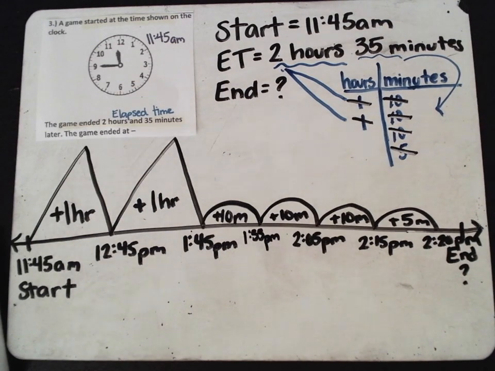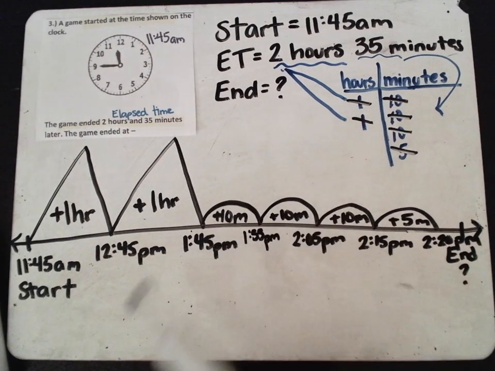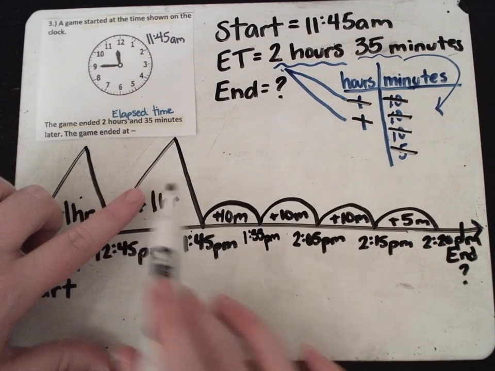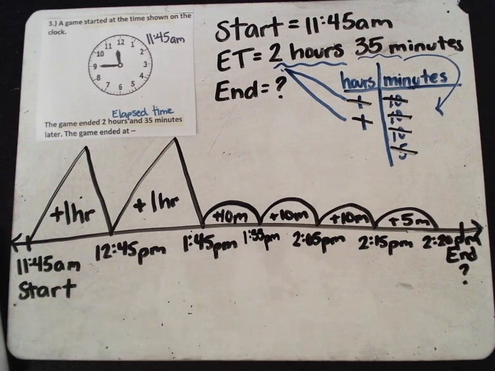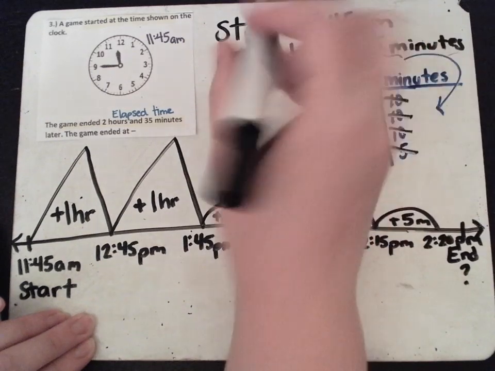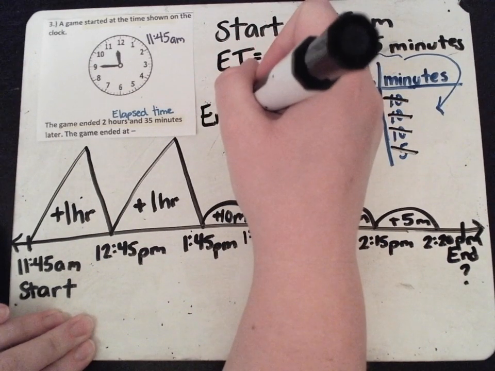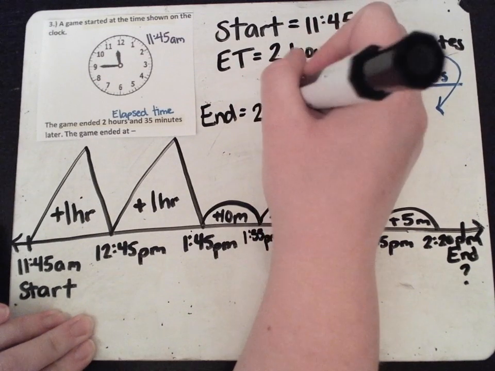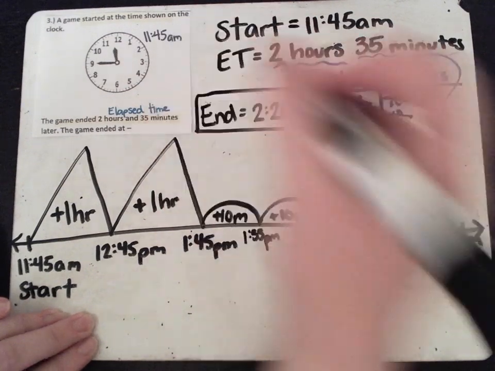Okay, so now you always want to go back and check. It told me to do 2 hours and 35 minutes on my line to find the end time. So here are my first 2 hours, 10, 20, 30, 35 minutes. So now I know I've done my line correctly. So I went from 11:45 in the morning to 2:20 p.m. So that makes my end time 2:20 p.m. So 2:20 p.m. is my final answer.